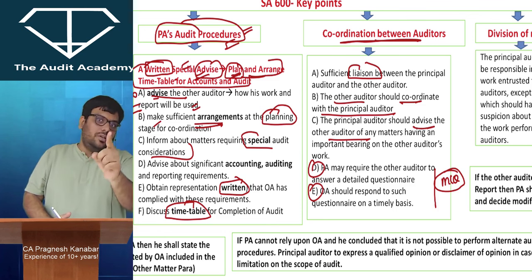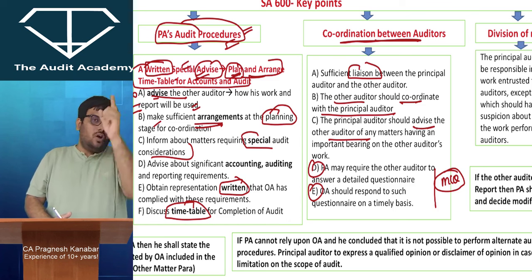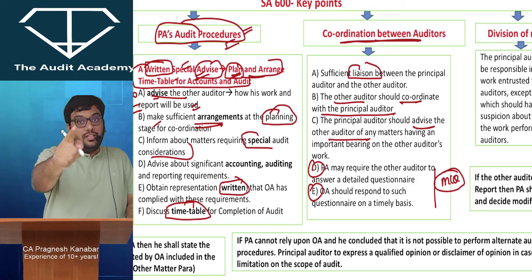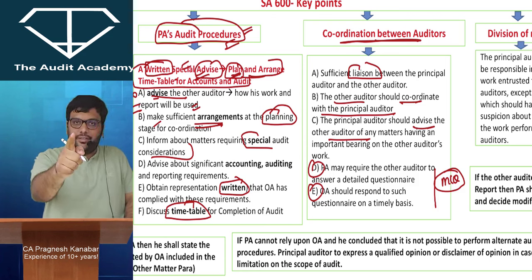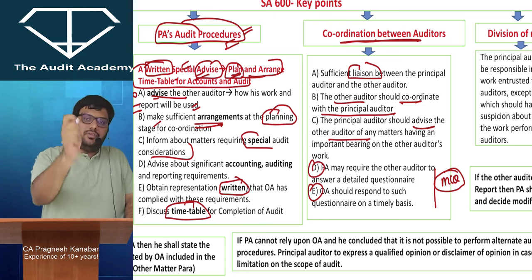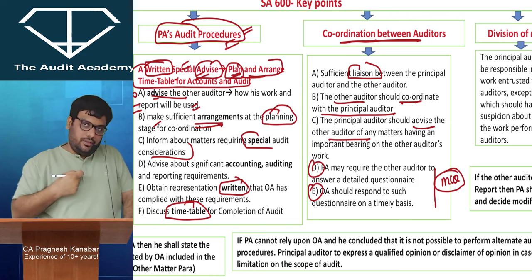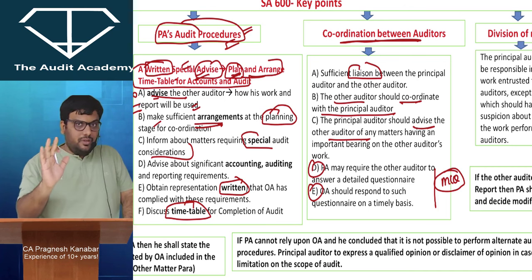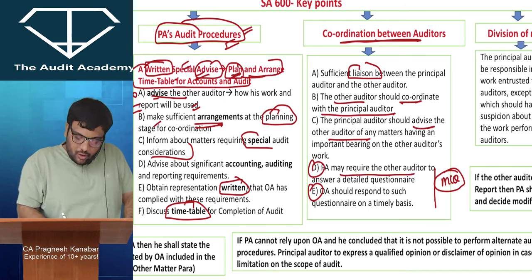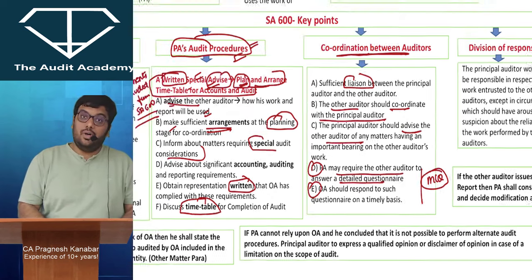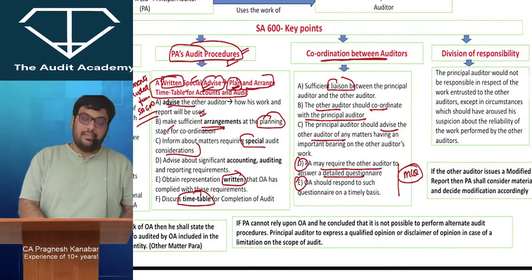But the principal auditor cannot establish his right over the working papers of the other auditor. Be very careful with this point. Because working papers of the auditor are the property of the auditor, and I am the principal auditor, not some regulatory authority. So please be careful about this. I may send you a questionnaire and you have to answer it, but I cannot establish a right over your working papers. So remember this line.